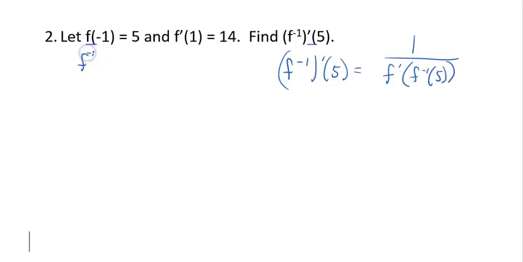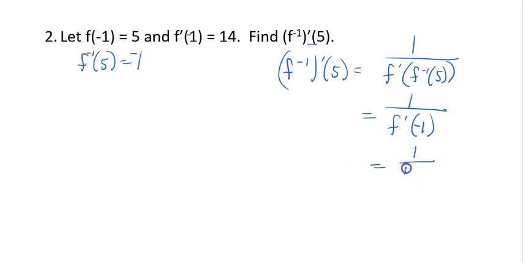That tells me that f inverse of 5 is negative 1, because the point is switched on the inverse from the original. So the x's and y's are switched. So f inverse of 5 is negative 1. I can replace f inverse of 5 in my equation. Or excuse me, it's negative 1. Then f, and I'm sure I made a typo right there, f prime of negative 1 is 14. So I plug that in. And I get 1/14 as my answer.